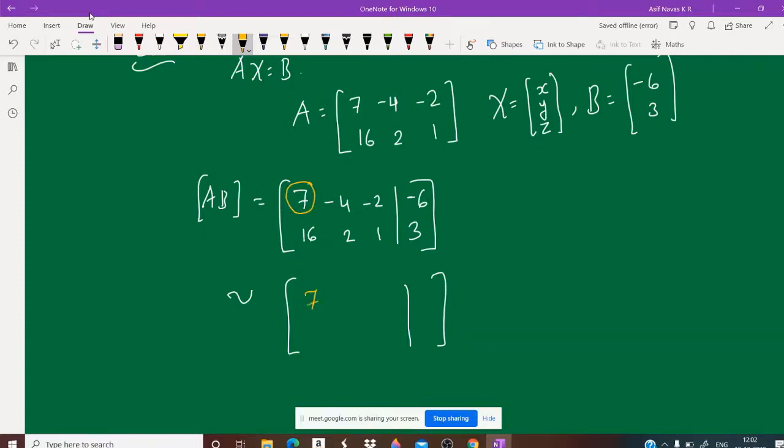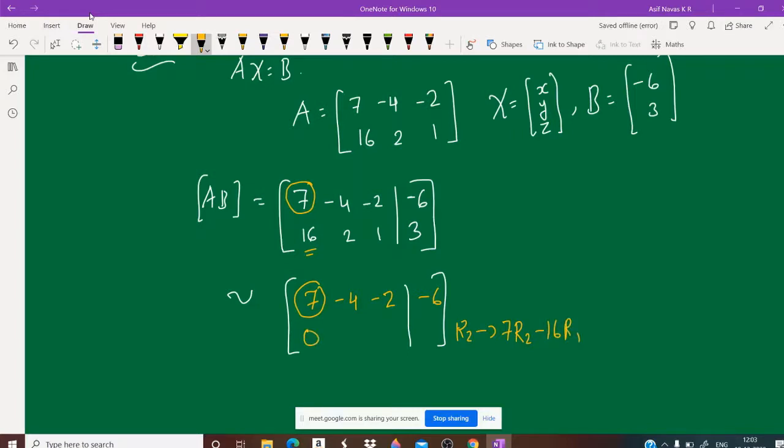So 7, minus 4, minus 2, minus 6. So this is our pivot. Now we want to convert this into 0. So what row operation do we need? R2 changes to 7R2 minus 16R1. So this becomes 0.